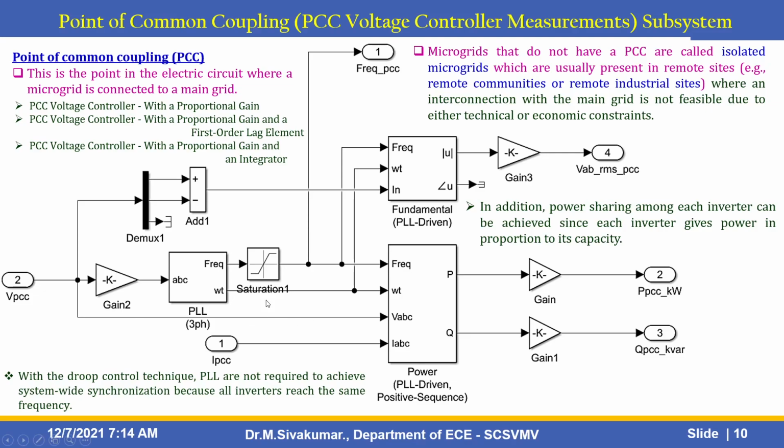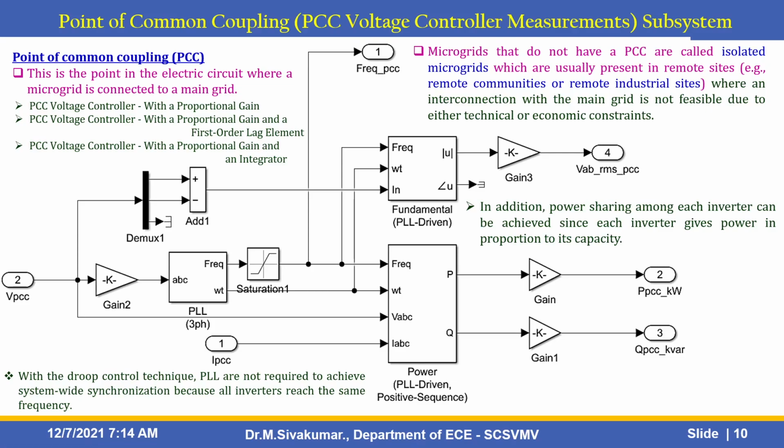Here under this PCC voltage measurement subsystem we get this type of PLL, that is a PLL driven power and a fundamental PLL driven power also. You need to understand this concept. What is the point of common coupling? This is the point in the electric circuit where a microgrid is connected to a main grid.